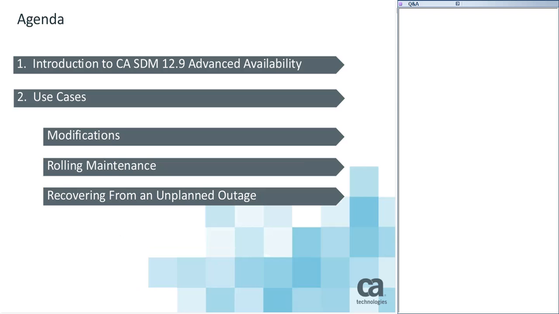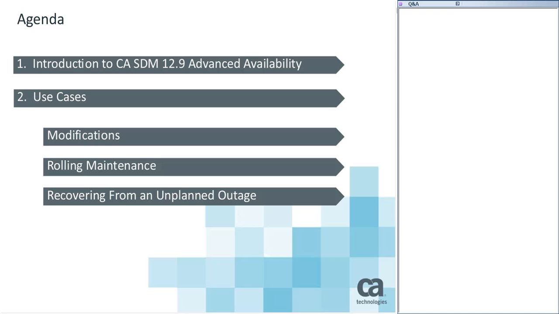The agenda for today is broadly broken into two parts. The first is an introduction to Service Desk 12.9 Advanced Availability, and there we'll be looking at some of the new terminology that we'll need to become familiar with. We'll look at the architecture for advanced availability in comparison to the standard primary, secondary architecture that I think we all know now. We'll be looking at the concept of what are called singletons. All of this will become clear as we move through the introduction.